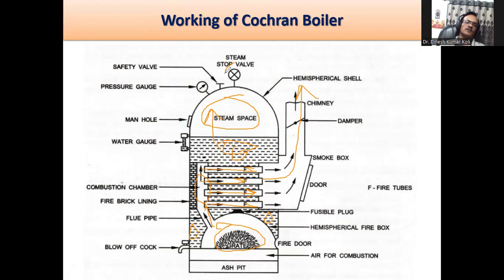With the help of the steam stop valve, we can supply the steam where required. We also use a feed check valve through which water is supplied to the boiler. It is placed on the lower side here. In this way, this boiler works. It is used in industry. It does not produce very high pressure. So this is all about the working of the Cochran boiler. Thank you.